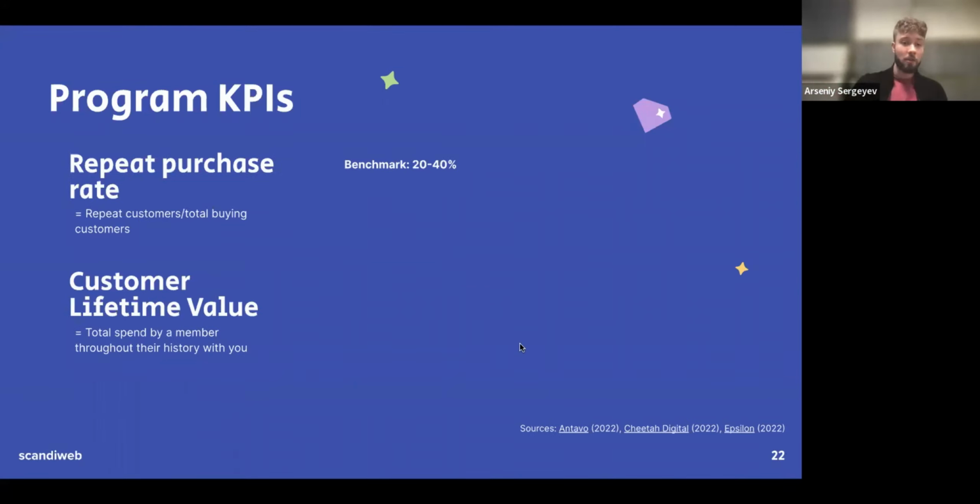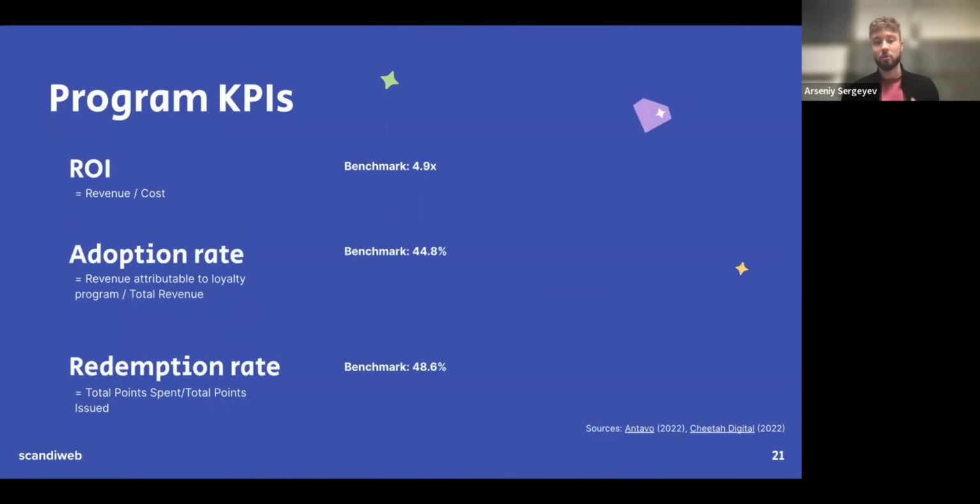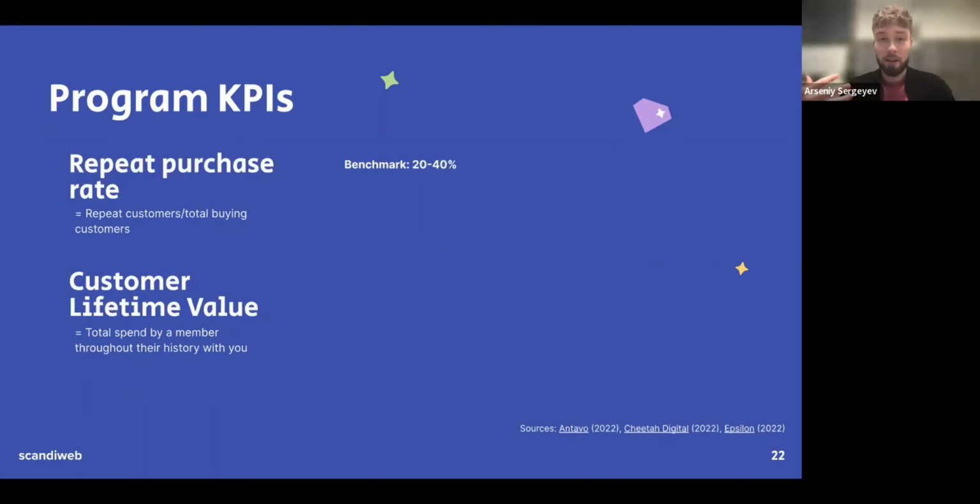Okay. Another thing is repeat purchase rate: the part of repeat customers out of total buying customers. There the benchmark is from 20 to 40%, but it's also a thing that shows how successful your program is. And of course, the customer lifetime value, the total spend by a member of your loyalty program throughout their history with your company. So those 5 main KPIs that we identified are numbers that can show you with hard data how well your program is performing.